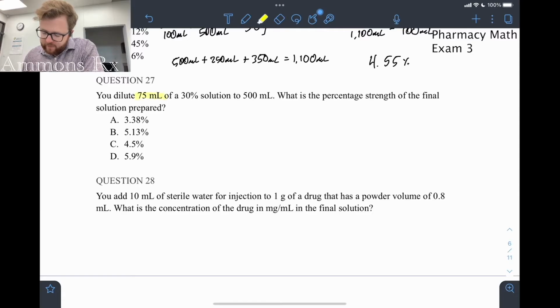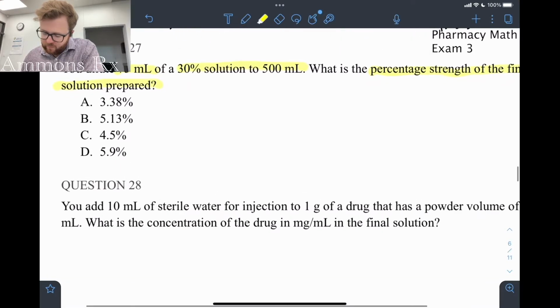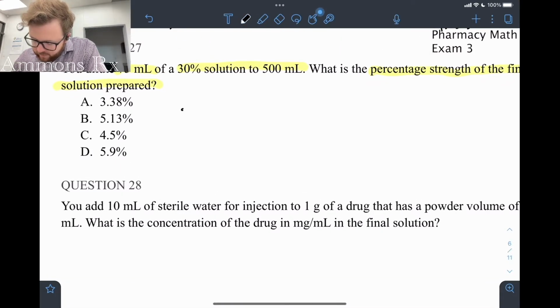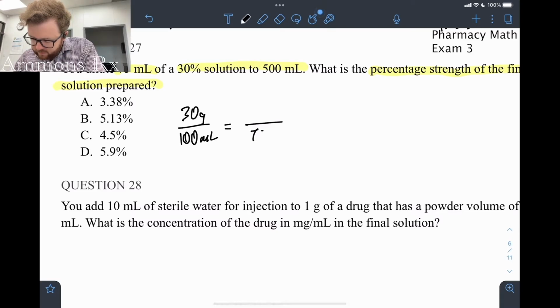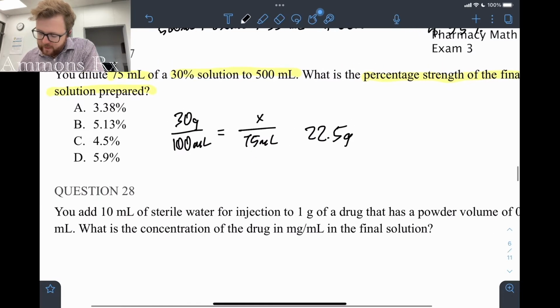You dilute 75 mils of a 30% to 500 mils. What is the percentage strength of the final solution? Okay. You have 30% and you have 75 mils. How much drug did you start with? 75 times 30 divided by 100 is 22.5 grams of drug. And remember, you're diluting to 500.